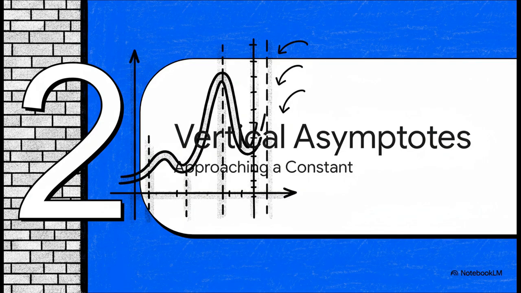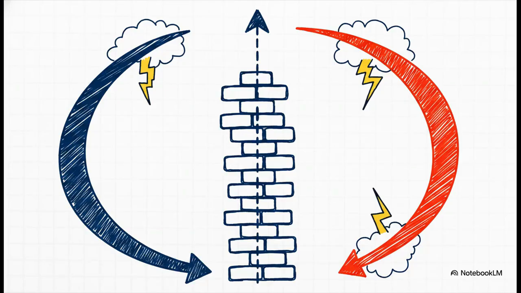Moving on to section 2, vertical asymptotes, the walls, and evaluating limits as x approaches a constant. You can think of vertical asymptotes as the impenetrable brick walls of our coordinate plane. These are the places where your function's value suddenly spikes and grows completely without bound. The formal exam definition basically states that the vertical line x equals a is an asymptote if the limit of your function as x approaches a from either the left side or the right side shoots straight up to positive infinity or plunges straight down to negative infinity.